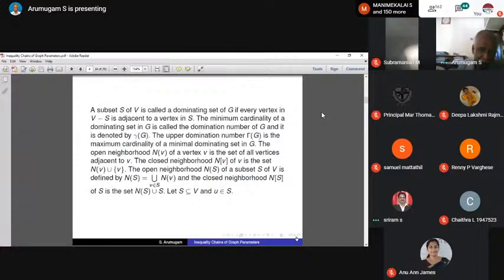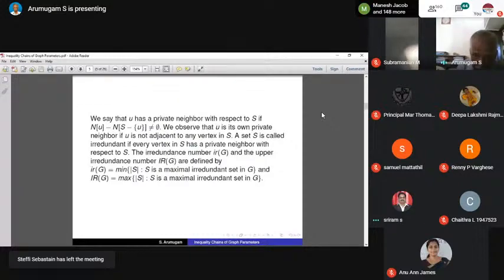And then this is a hereditary property. I take the minimum and maximum cardinality of a maximal irredundant set and call them the irredundance number and the upper irredundance number, and denote them by the symbols ir and capital IR. Small ir is the minimum cardinality of a maximal irredundant set and capital IR is the maximum cardinality of a maximal irredundant set.